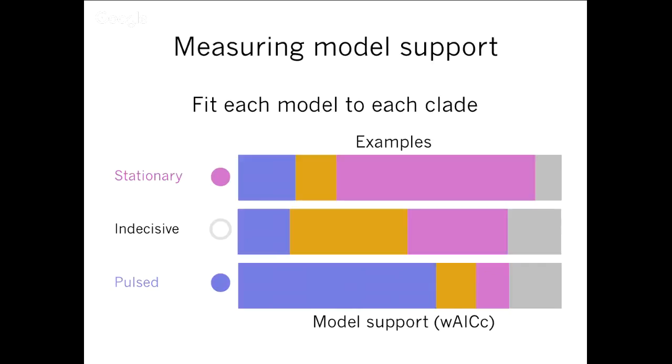But in the middle, it's both the yellow, which is the early burst model, and pink, which is the OU model. Neither is decisively greater than the other one, so we didn't declare either model as having good explanatory power.